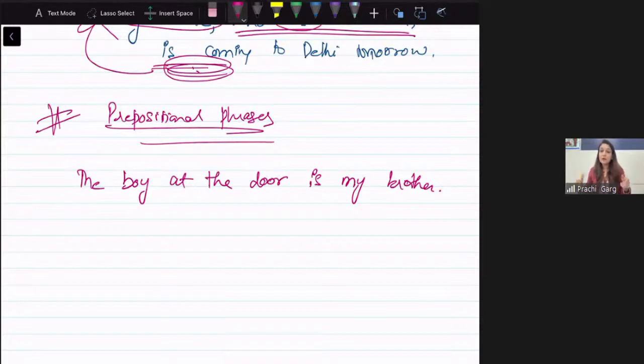So now, is the verb following the boy or the door? Which is the main subject in this sentence? Who is going to tell me? And you should also be able to tell me the prepositional phrase. Which is the prepositional phrase in this? The phrase that starts with a preposition is called a prepositional phrase, and that is followed by an object, noun, or pronoun.